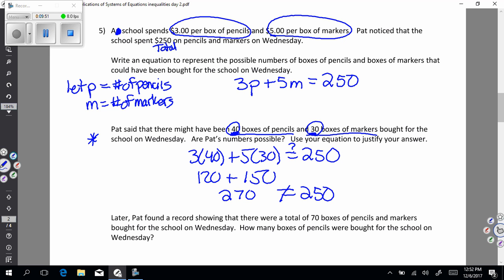So we answer the question, are Pat's numbers possible? No, Pat's numbers are not possible. And I just want to point out something. At the end here, it says use your equation to justify your answer. I did use my equation to justify. Justification really is some math work. I don't have to use words to explain. I justify.